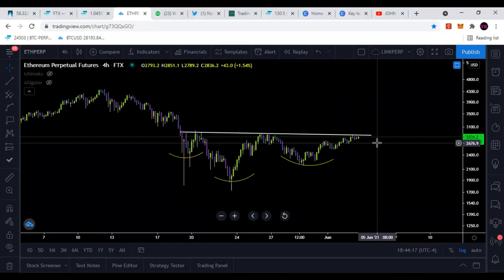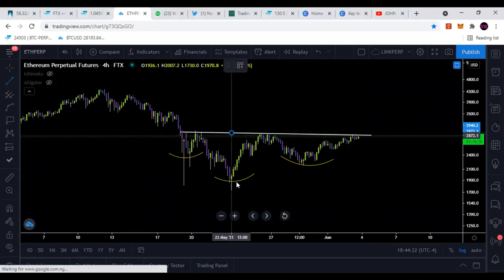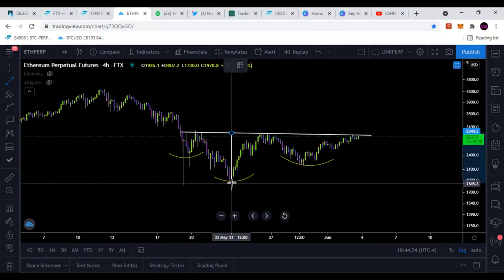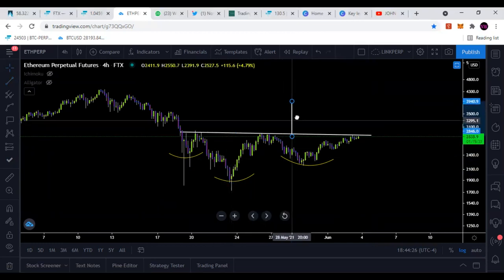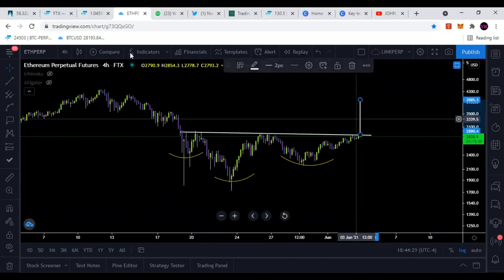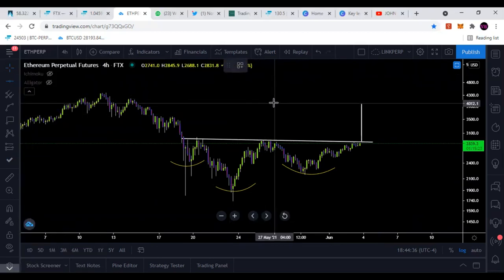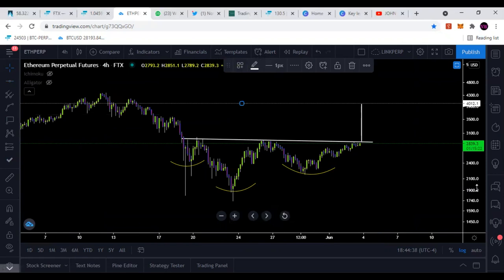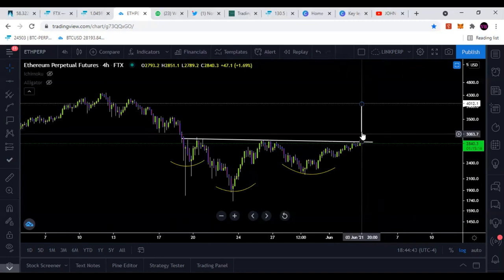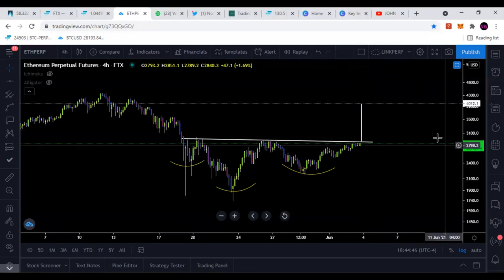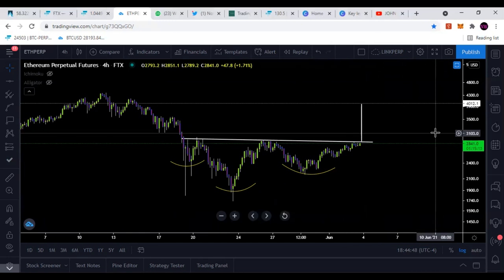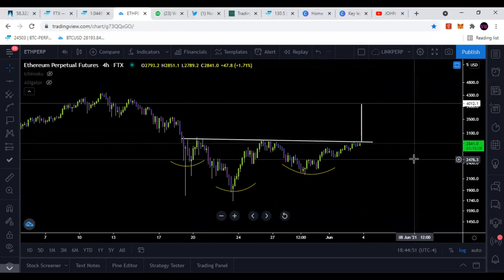The neckline is very, very important. So how do we measure this? We'll take the height from the neckline down to the head, and then we'll drag this and drop it here. So when we drag this and drop it here, we'll take the target level, which is this. Now, just because you're seeing this doesn't mean that, okay, since I'm seeing a target of 4,012, that is where price will head to.